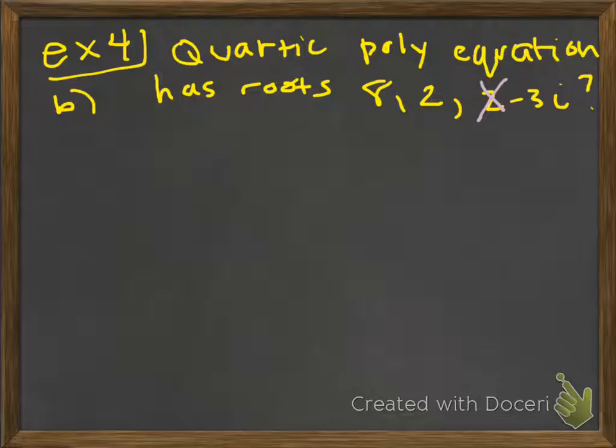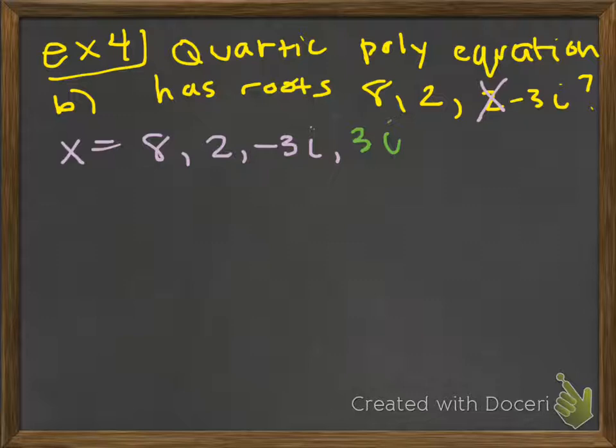So notice 3 answers are given to you, so if you want to kind of write it like this, they're telling you that x is 8, x is 2, and x is a negative 3i. So the only other value you have to add to the list is a positive 3i. That was not given to you, but it's implied to be in the list because it's imaginary.